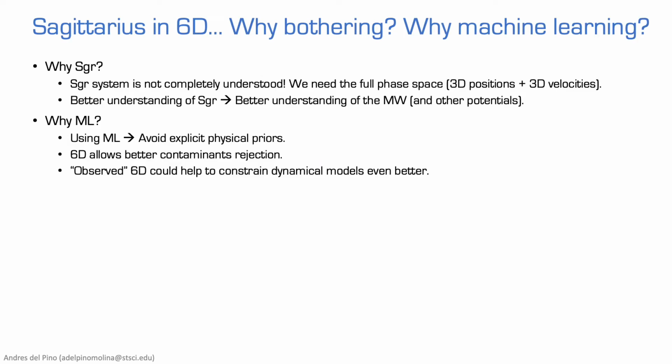Therefore, and just to summarize, studying Sagittarius can provide very useful information not only about this particular galaxy, but also about the Milky Way and the processes involved during the mergers of galaxies. In order to learn more, we need the full phase space of its stars, and by that I mean 3D positions and 3D velocities. The use of machine learning allows us to infer this full phase space without assuming explicit priors, and thus to observe the galaxy in 6 dimensions. But for that, we need a good data set, and it looks like Gaia is the best way to start.